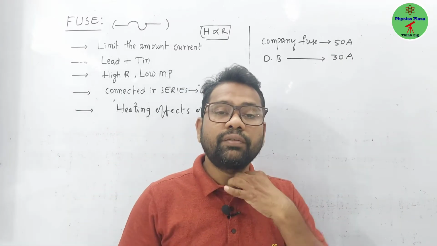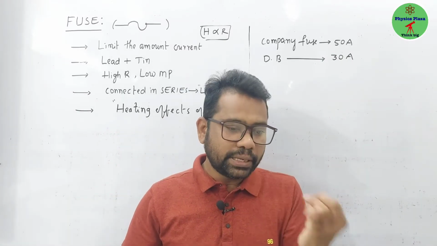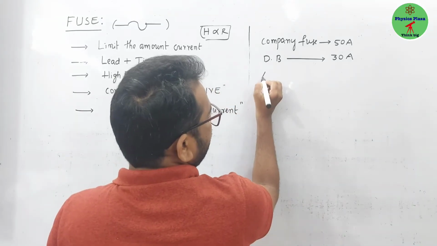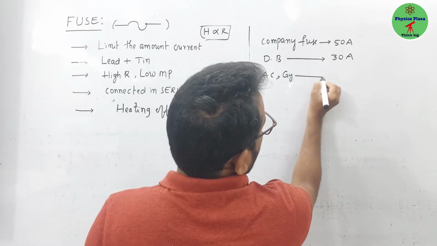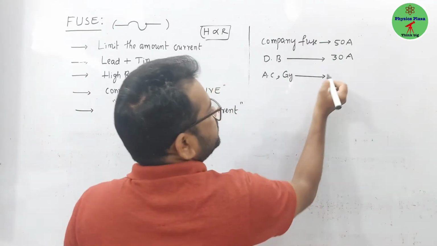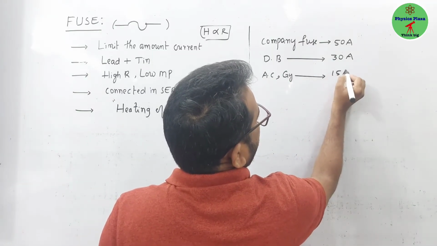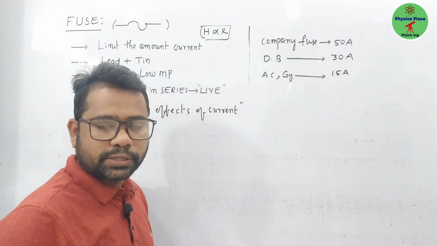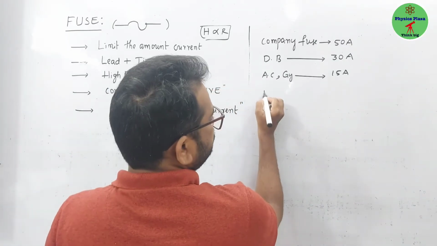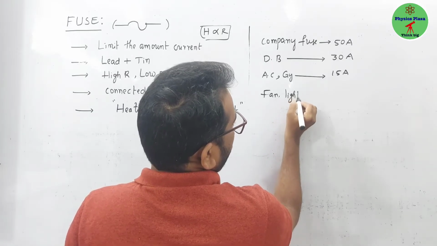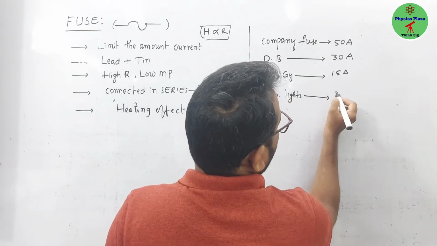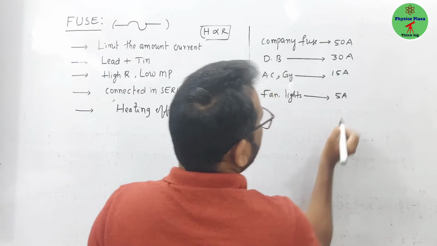And in your house, whenever we are using heavy electric appliances such as geysers or ACs, we need a fuse with a current rating of 15 ampere. For example, if you are using small fans and lights, they need a fuse with a current rating of 5 ampere.